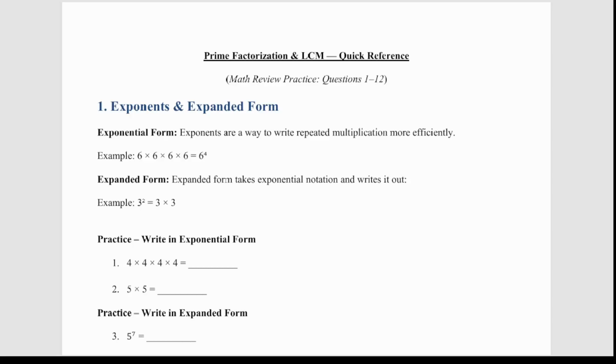Today we're going to be talking about how to find the least common multiples of a set of numbers. This is a skill that you'll be using throughout algebra in particular, and algebra is used really in all upper level STEM classes in one way or another.